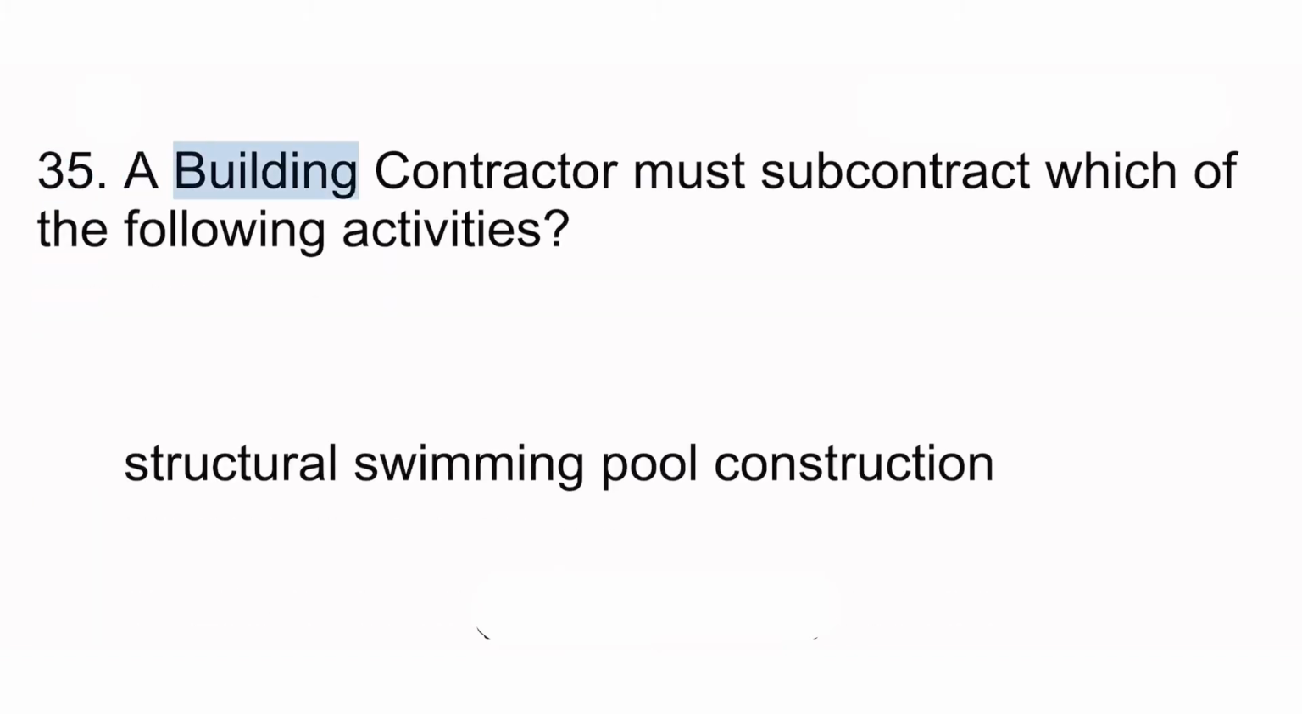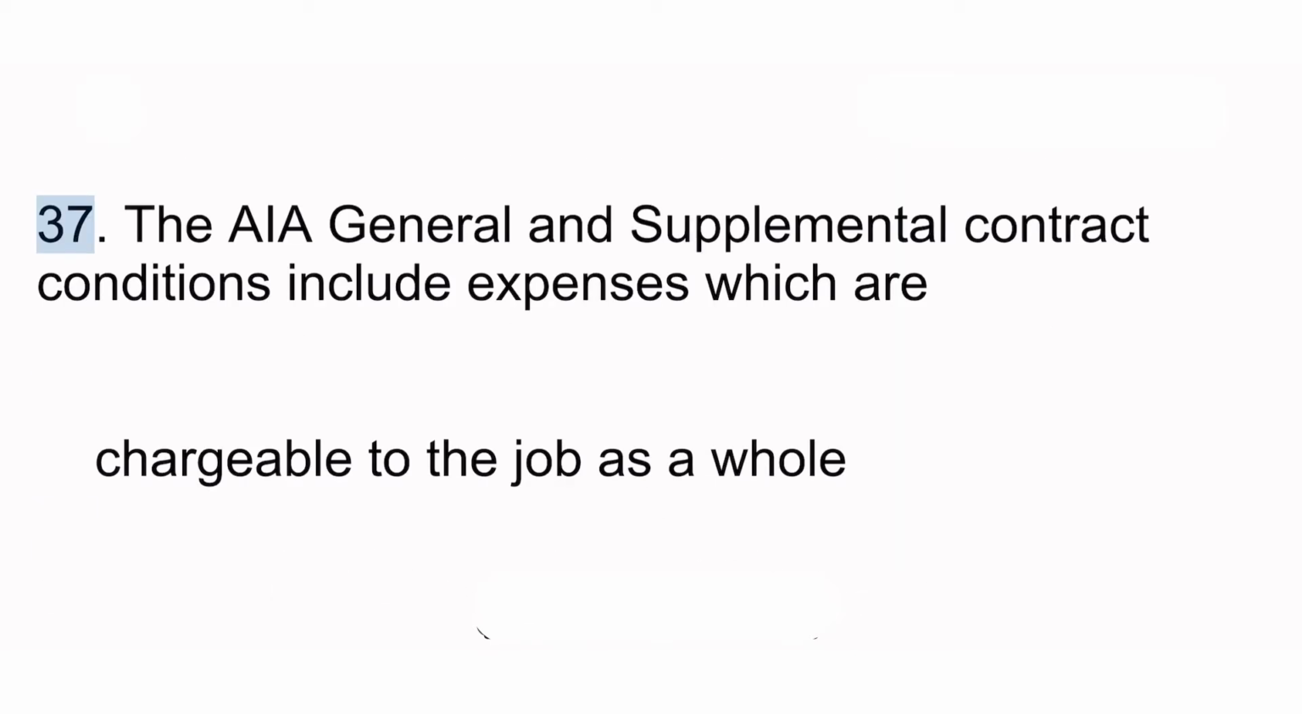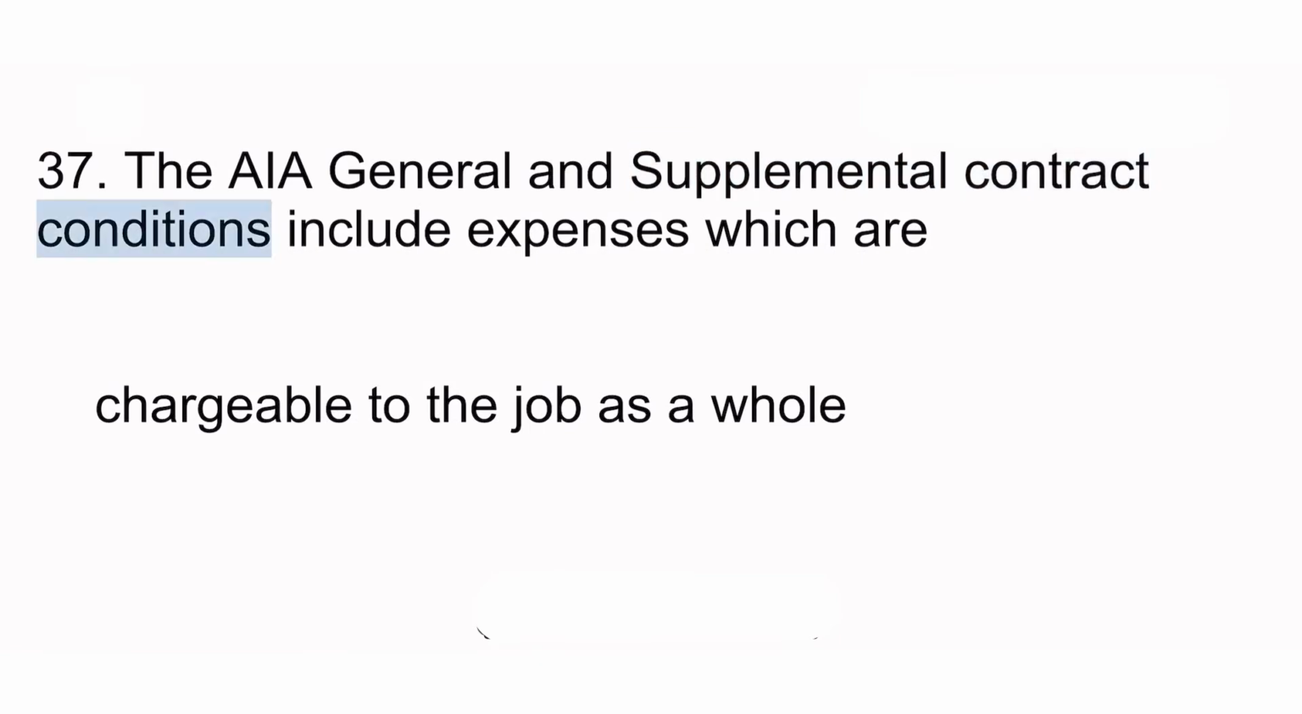35. A building contractor must subcontract which of the following activities? Structural swimming pool construction. 36. A building permit for a single-family residential dwelling must be issued within working days of application, unless unusual circumstances exist. 30. 37. The AIA general and supplemental contract conditions include expenses which are chargeable to the job as a whole.